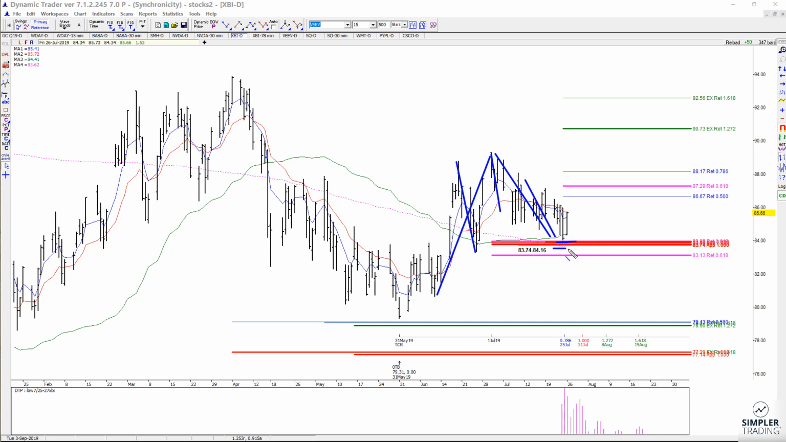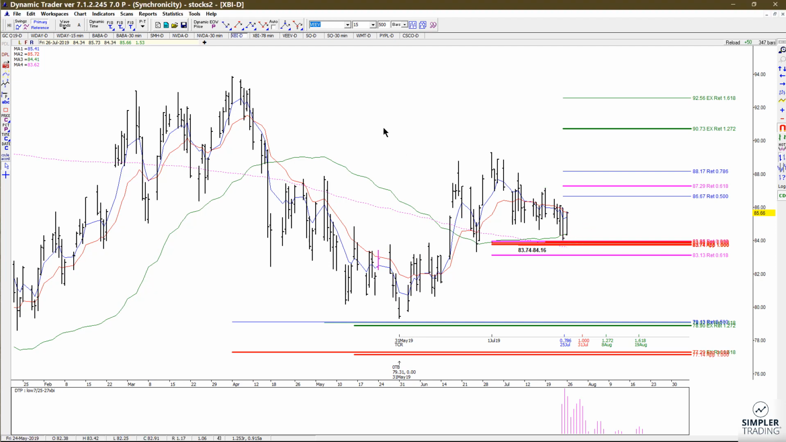And the support came in anywhere from 83.74 to 84.16. Actually, we took out the high end of that support. And we're finally starting to see buy triggers again. So this is what really got me more interested in the setup, though.